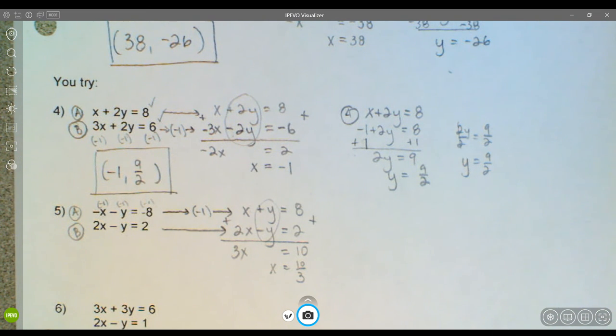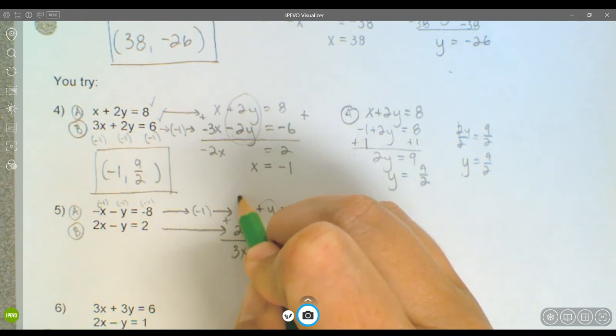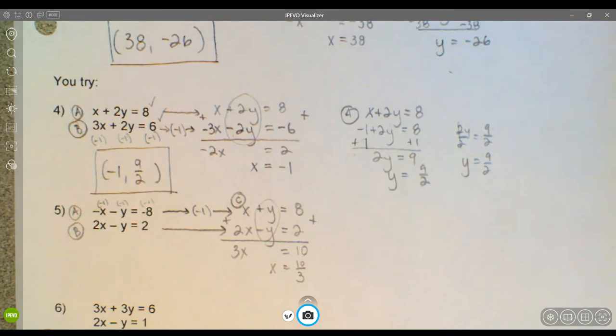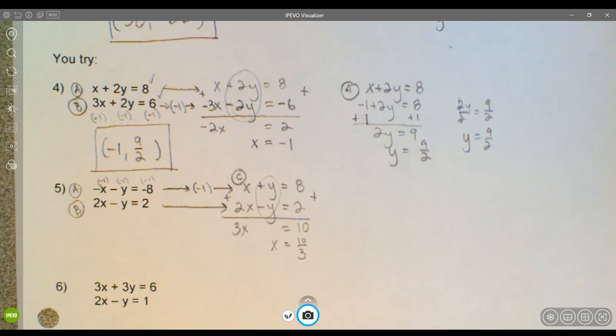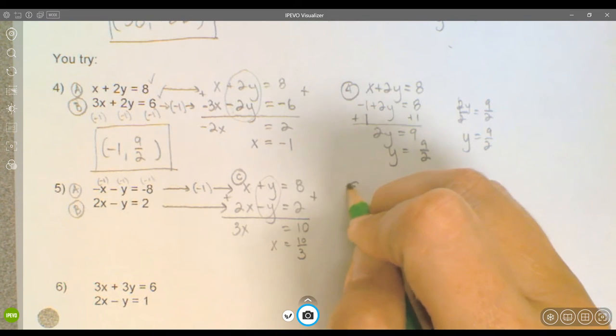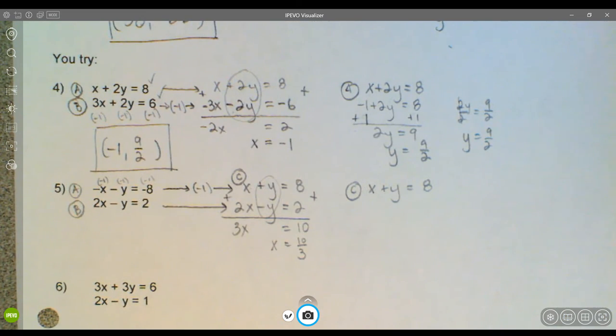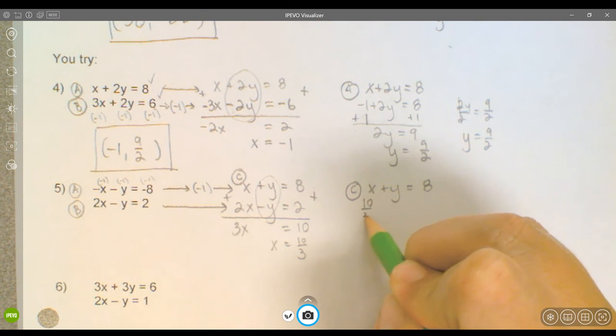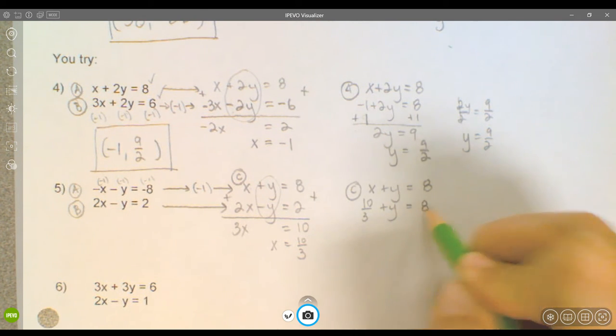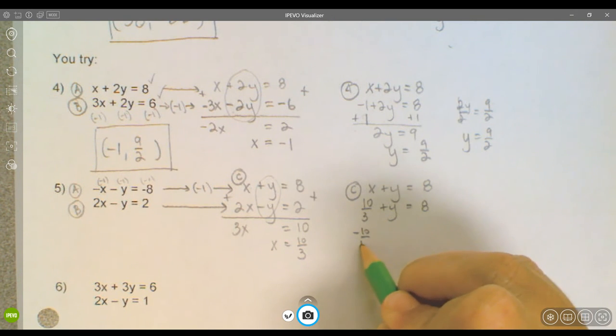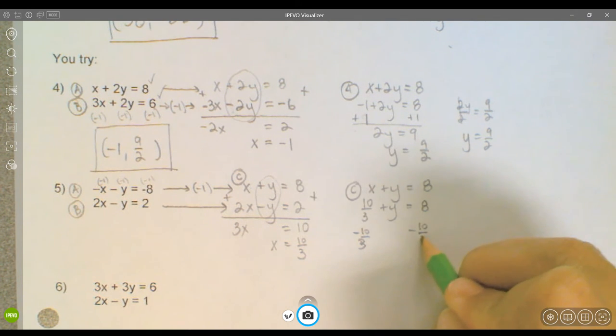And now to solve this one, I don't like either of these equations. There are too many negatives. But check this out. Look at this equation C, x plus y equals 8. Dude, there are no negatives. There's no multiplication that has to happen. I think I want to use that equation. So I'm going to go into equation C, where x plus y equals 8, and x is 10/3. And in order to solve this, we're going to subtract the 10/3 from both sides.